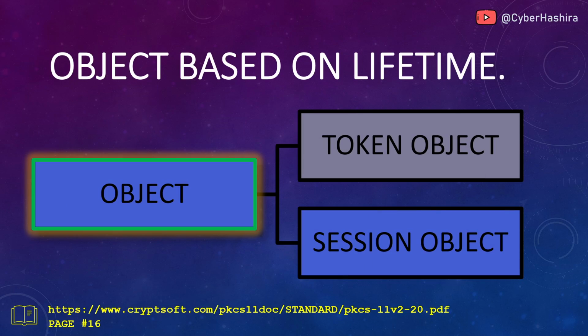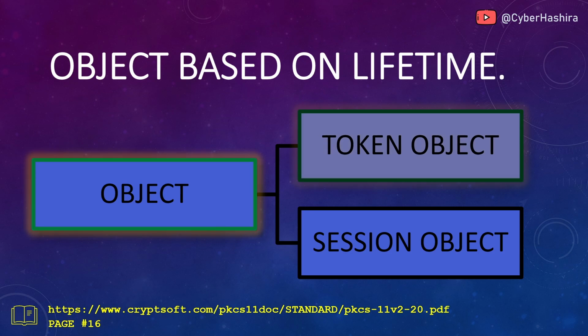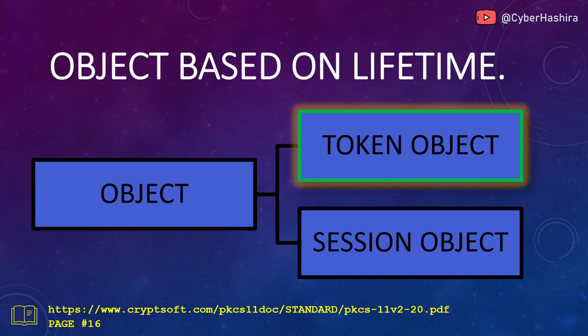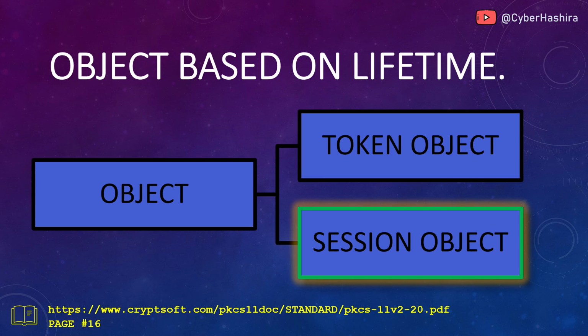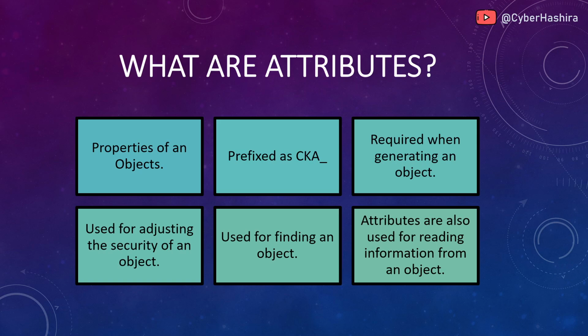An object can also be identified based on their lifetime. A token object is also known as a persistent object. These objects persist in the token even after a session is closed or finalize is called. They continue to exist even after a token is disconnected or powered off. Session objects are ephemeral, they are temporary. These objects get destroyed after a session is closed or finalize is called. Disconnecting a token would also destroy these objects. That was a recap of objects.